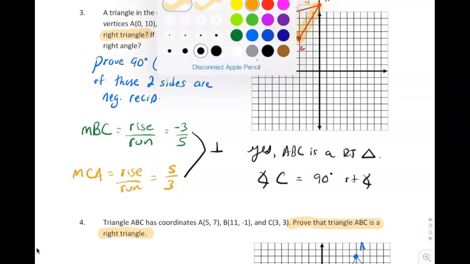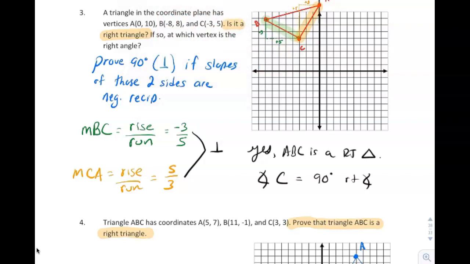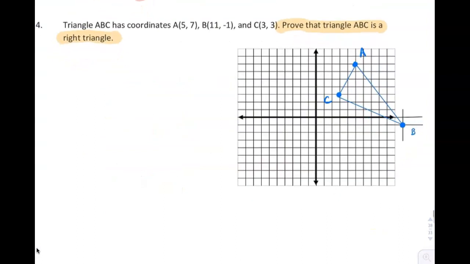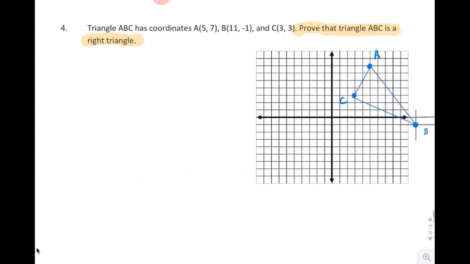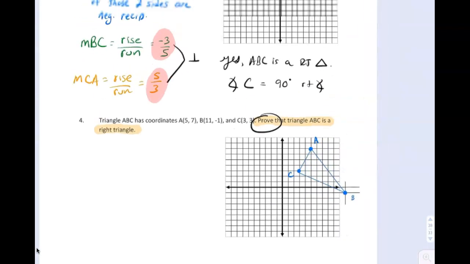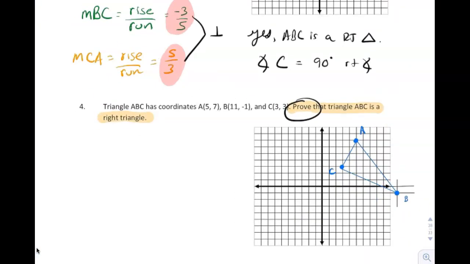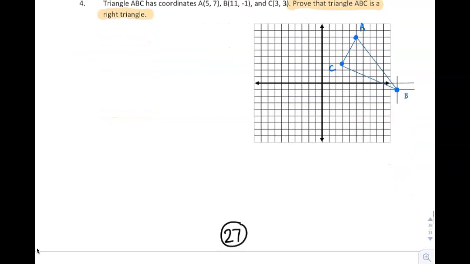So the whole idea here is if you're ever asked to prove something is 90 or something is a right angle or a right triangle, you just find slopes of the two sides that meet, and if they are negative reciprocals, flipped and changed the signs, then you have a 90-degree angle. So number 4 is using the word prove. So it's almost exactly the same thing because I pretty much did prove it here. We'll just make a different concluding statement.